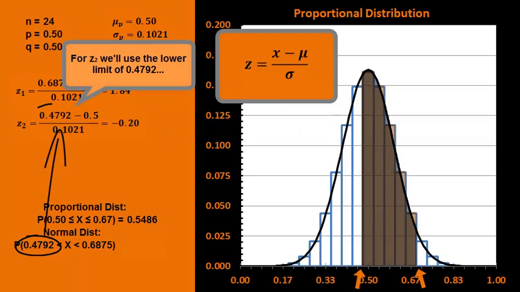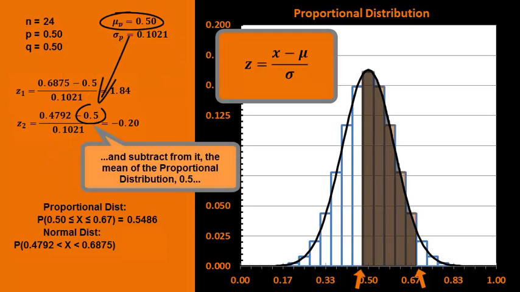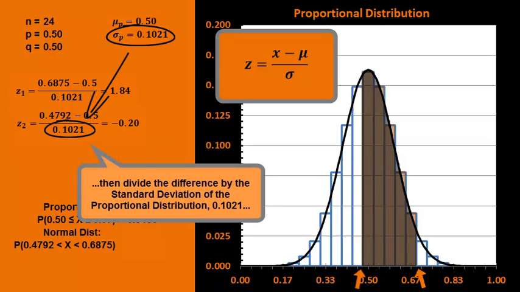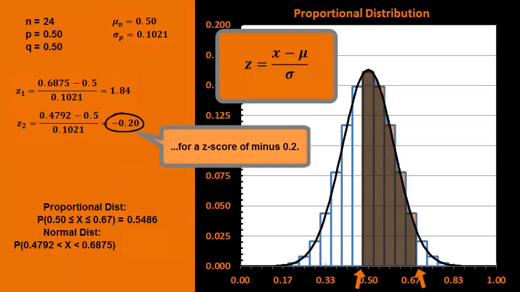For z2, we'll use the lower limit of 0.4792 and subtract from it the mean of the proportional distribution, 0.5, then divide the difference by the standard deviation of the proportional distribution, 0.1021, for a z-score of minus 0.2.